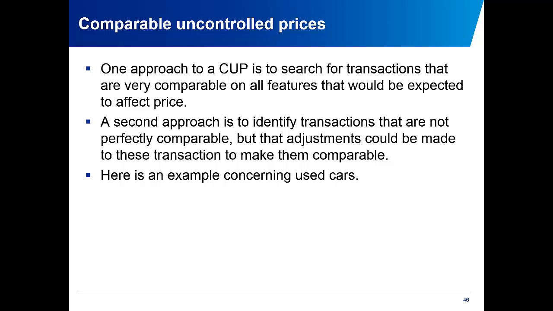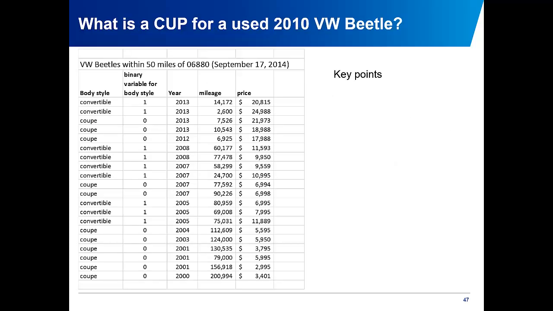Here's an example concerning used cars, and this is real data. Imagine that you want to determine what is the price between two related parties. Say you're selling your used car to your brother, in which case you'd say, well, that's a related party transaction. And the car happens to be a 2010 VW Beetle.